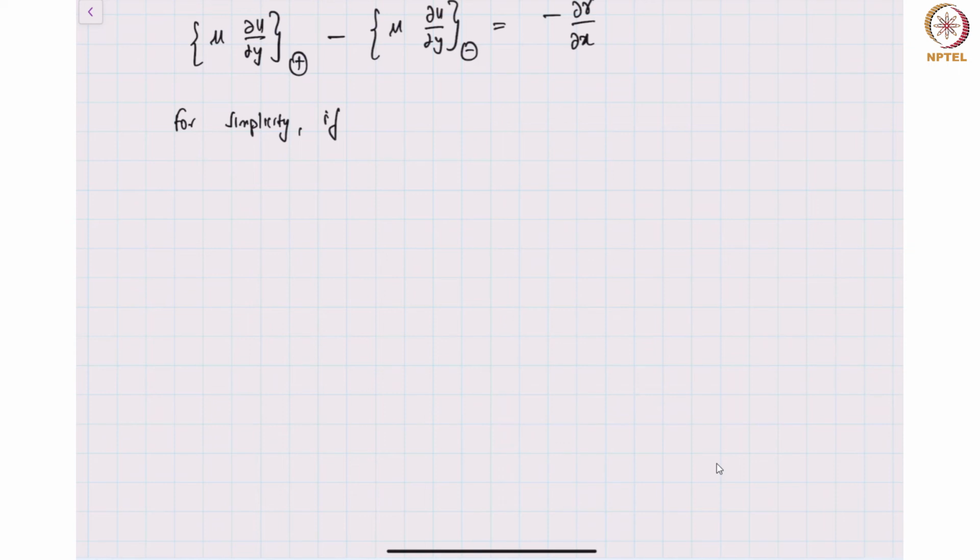Now for simplicity, if the viscosity on the top side is approximately 0, meaning it's negligible compared to the viscosity on the lower side, what I now have is mu times del U by del Y on the lower fluid is equal to del gamma by del X. And del gamma by del X is negative, right? Del gamma by del X is negative.